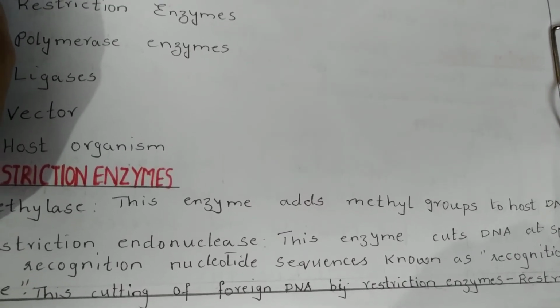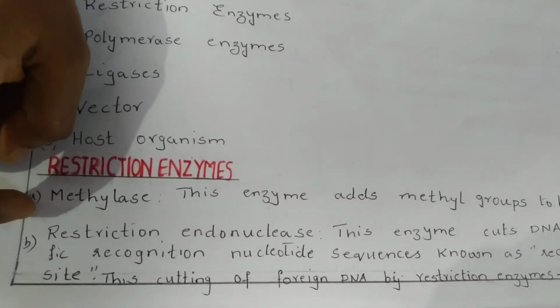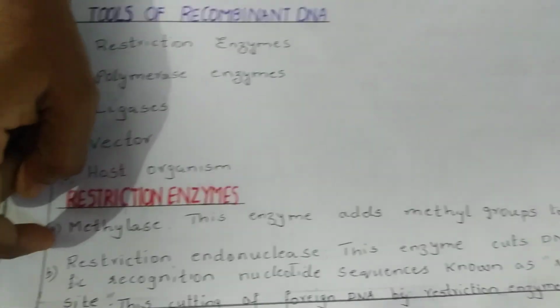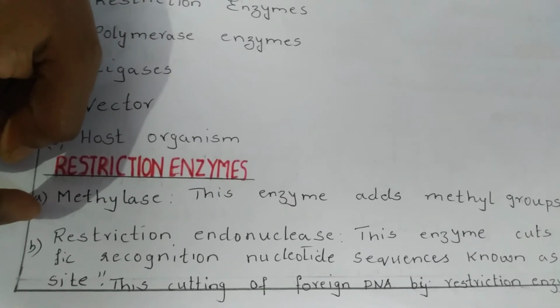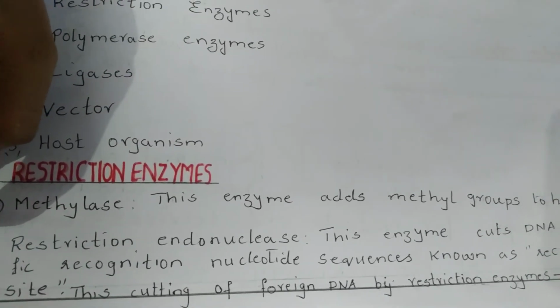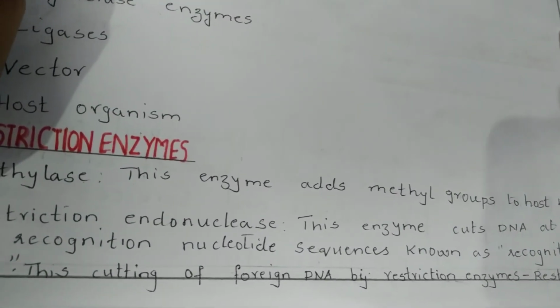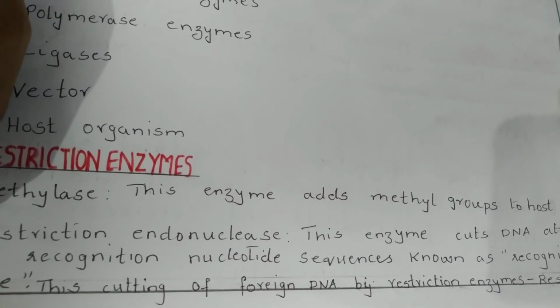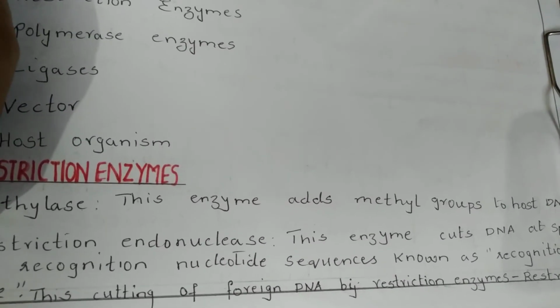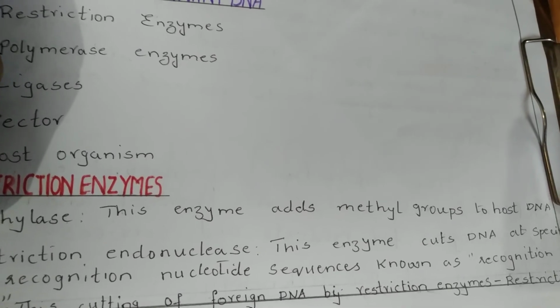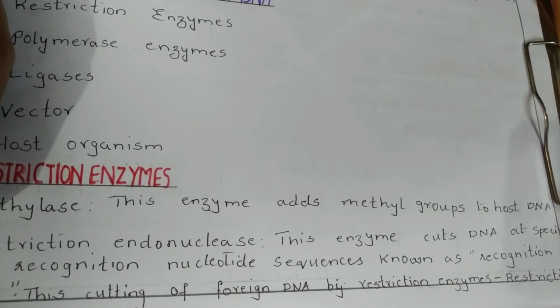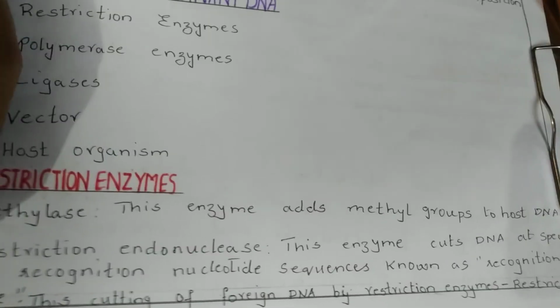So we have two DNAs here, own DNA and foreign DNA. Own DNA is the DNA which the bacterial cell possesses, and its methylation pattern is similar to that of bacterial DNA. If it lacks that similar methylation pattern, then it is called foreign DNA.